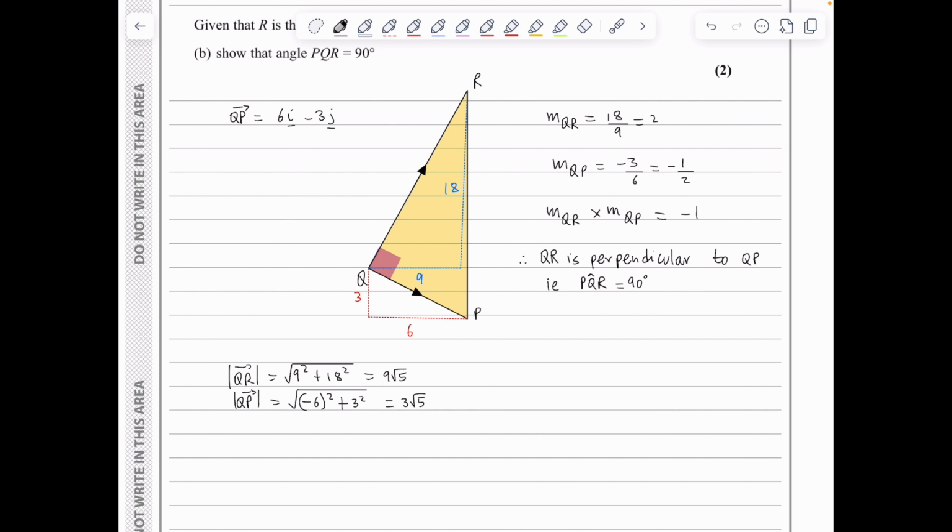And then I will proceed in finding the vector PR. So to go from P to R, I can go from P to Q and then from Q to R.